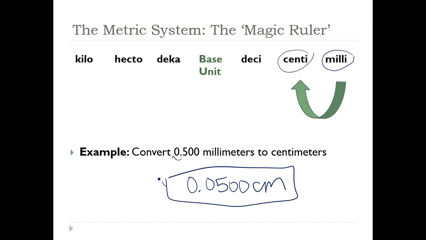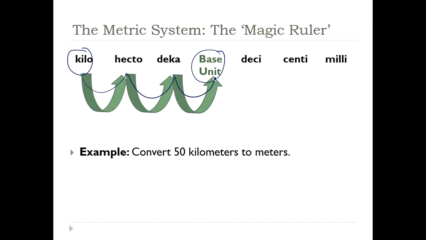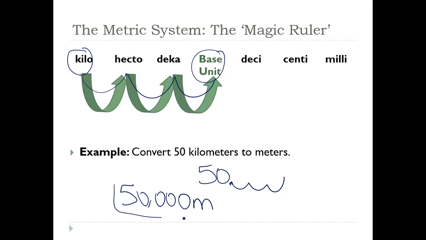So kilo, hecto, deca, base, deci, centi, milli. King Henry died by drinking chocolate milk. Then let's say we wanted to go from 50 km to 50 meters, which is the base unit. So we move 1, 2, 3, 1, 2, 3. So where's the decimal place? So it's here. So I move it 1, 2, 3. So that should be equal to 50,000 meters.